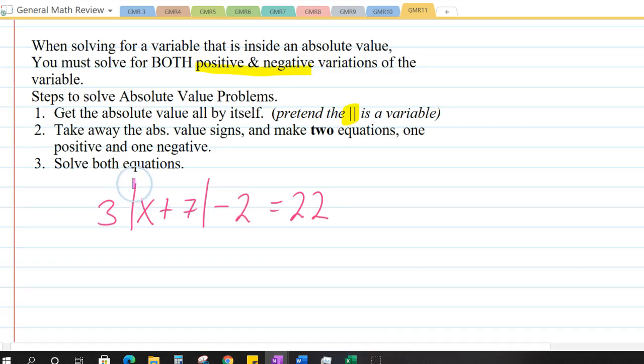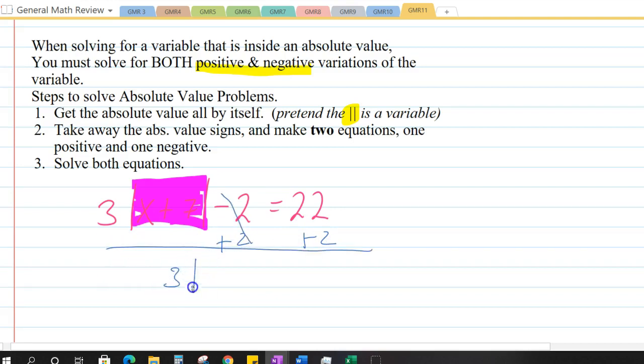Step 1. Get the absolute value by itself. I'm going to pretend that this entire absolute value symbol is one large variable, which means I need to solve it. We do the opposite whenever we're solving. The opposite of subtracting 2 is to add 2. So I add 2 to both sides. That gives me 3 times the absolute value of x plus 7 is equal to 24.